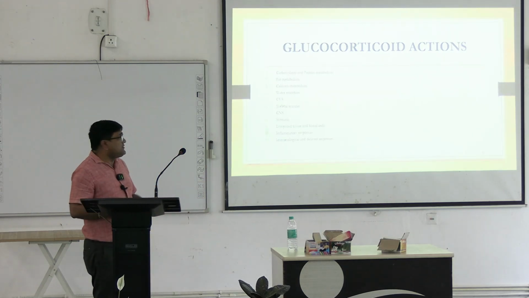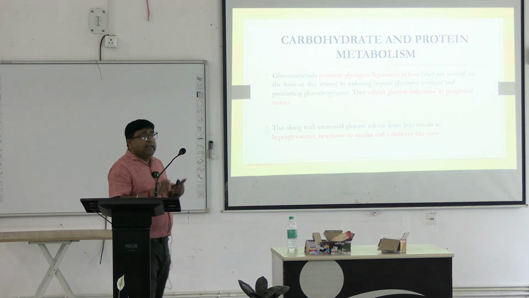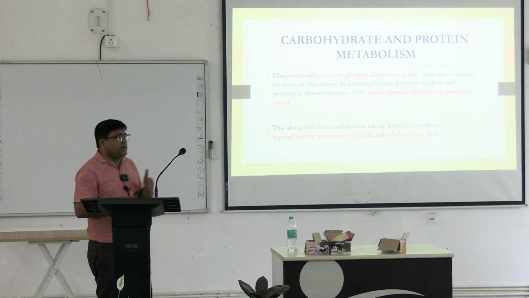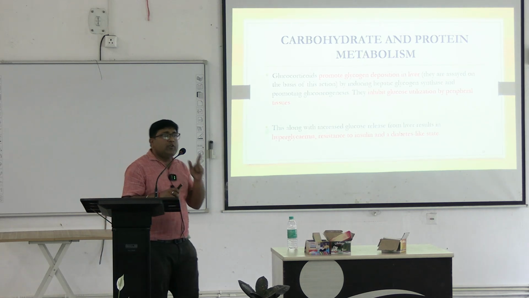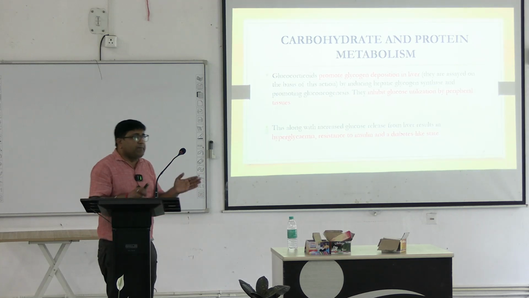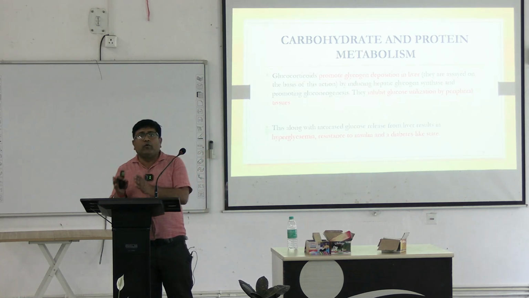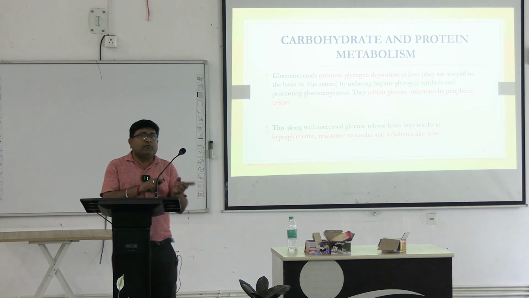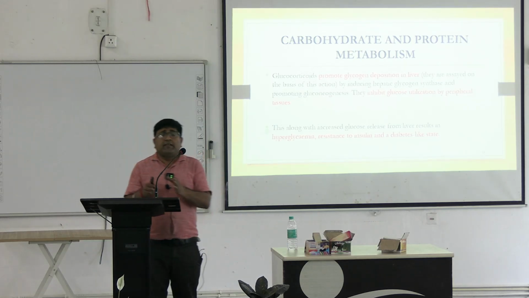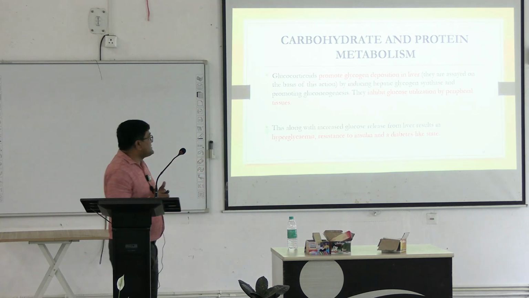Now coming to glucocorticoid action, number one, carbohydrate and protein metabolism. Now in the liver, glucocorticoids increase the deposition of glycogen, number one thing. Number two, they increase gluconeogenesis, that is, increased glucose synthesis from amino acids. In peripheral tissue like muscles, they increase the breakdown of glycogen so that more glucose is poured into the circulation. So because of gluconeogenesis and because of the increased glycogen breakdown in the muscle, hyperglycemia occurs, insulin resistance develops, and a diabetes-like state occurs.